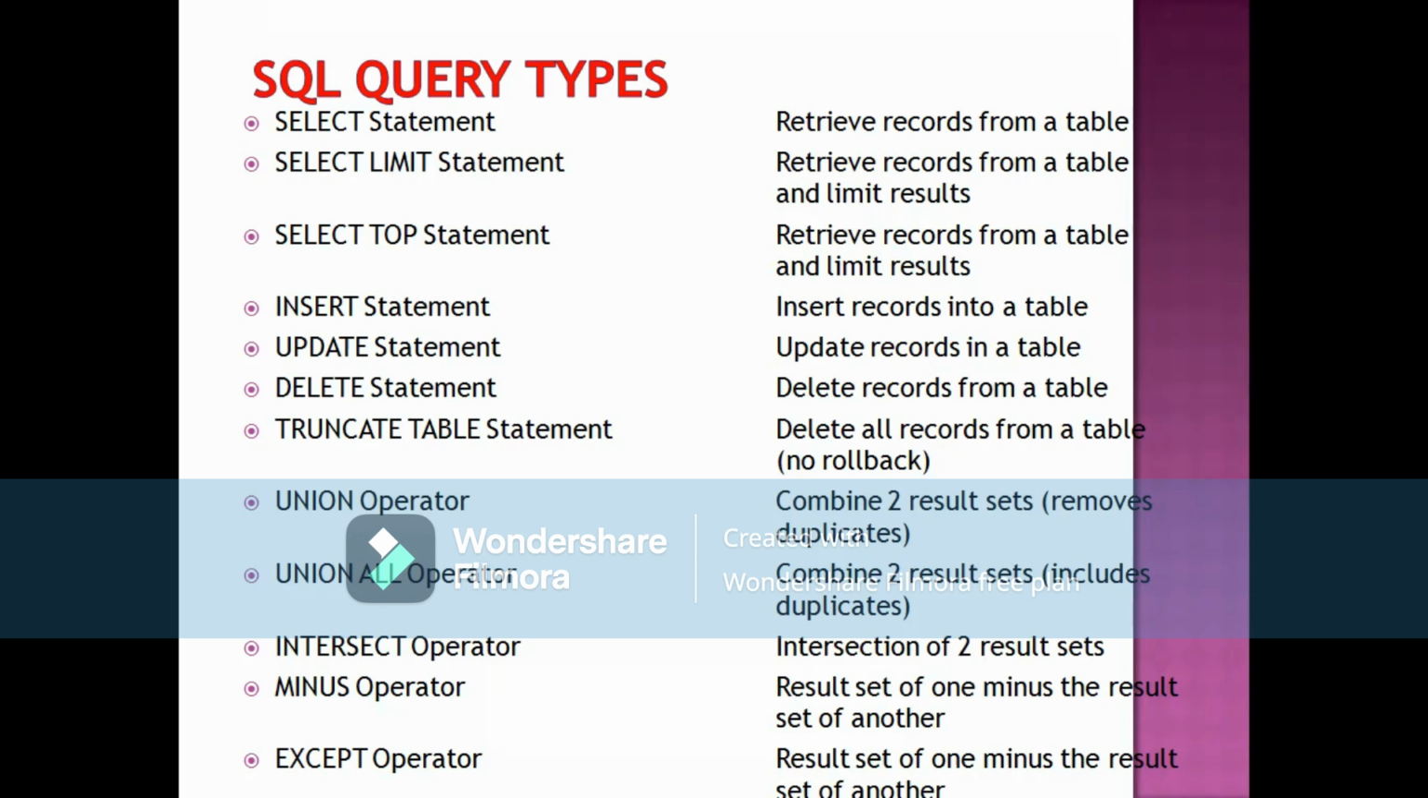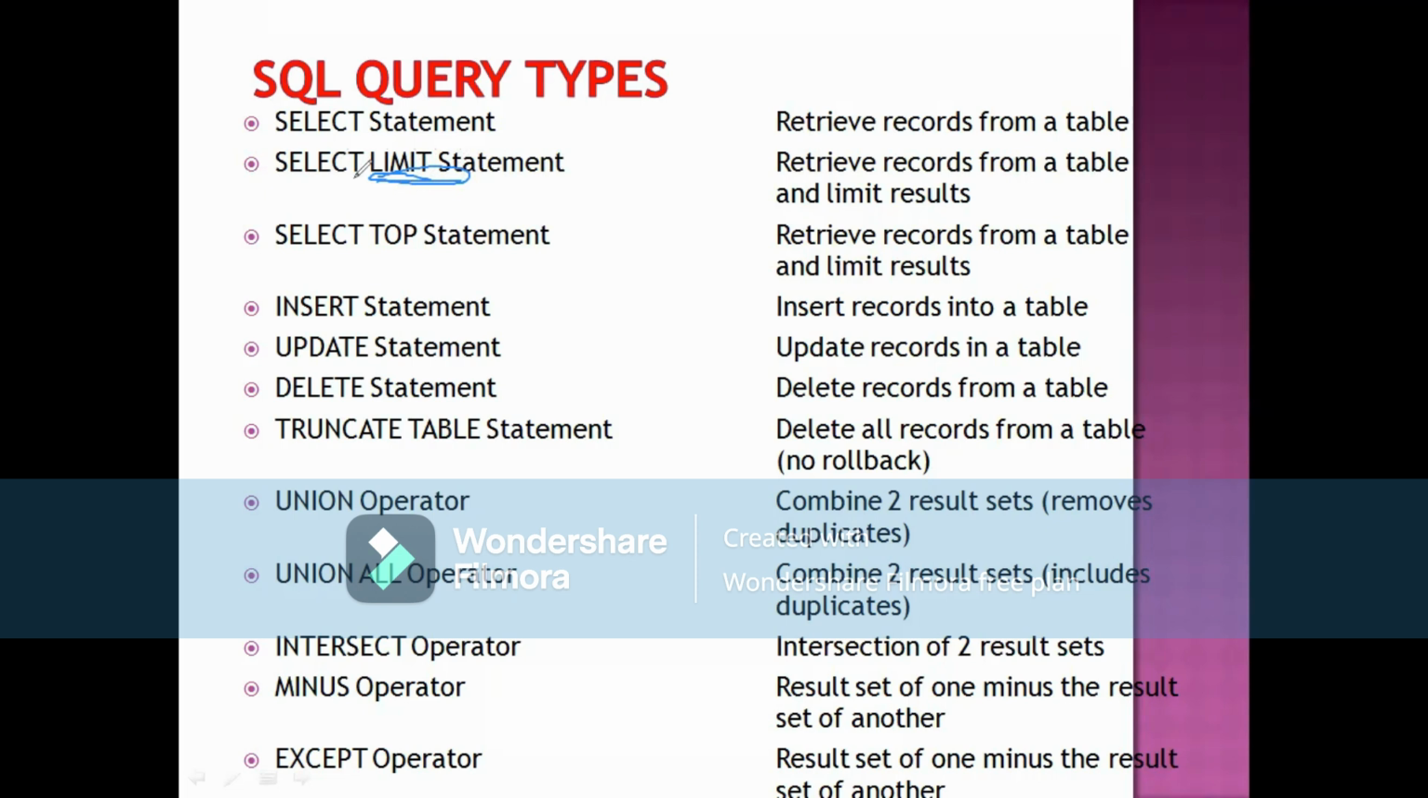We'll get the data. The second one is the select limit statement. What is the select limit statement? Limit means we can limit the data. When we select star from employees, we get the entire data, but by using the select limit statement, we can limit those particular records. I will explain this case also.